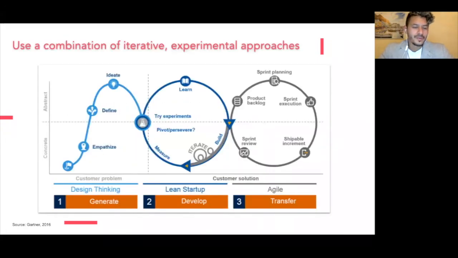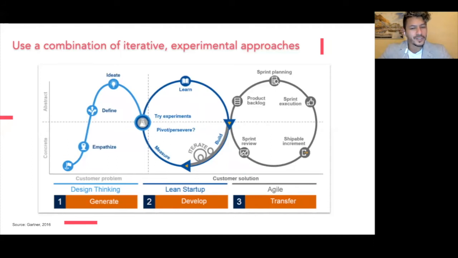So what you see here in this graph is something that was put together by a consulting firm called Gartner in 2016. They combined three of the most innovative approaches that businesses are using right now to build products and to build businesses. One is design thinking, the one we're talking about today. The second one is the lean startup, and the third one is agile. Each one has a different focus.